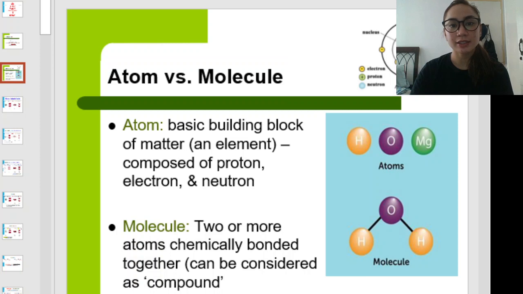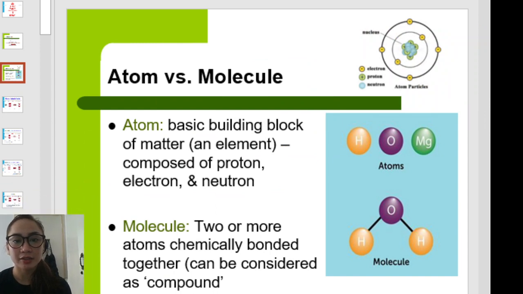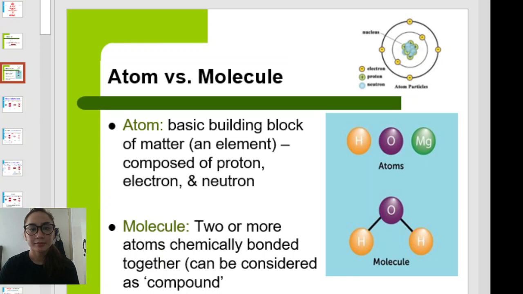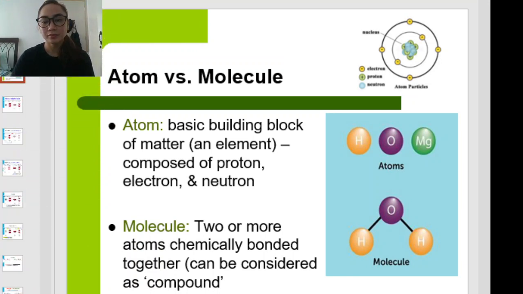So first, let's define the difference between an atom and a molecule, because this would be very helpful later on in this topic. So you should be familiar with the meaning of these, okay? So an atom is the basic building block of matter. We all know this. We know that an atom is composed of proton, electron, and neutron, as a review from our organic chemistry.